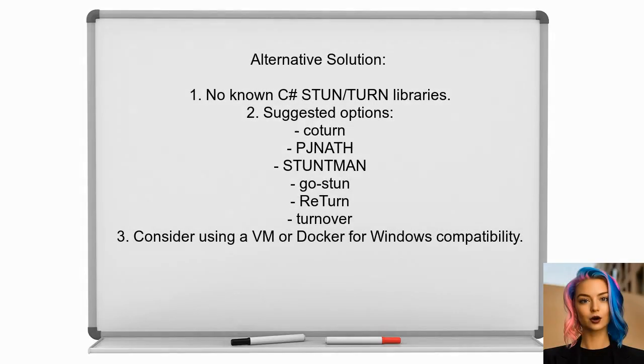One user mentions that they are unsure if there are any stun or turn servers implemented in C#. They suggest several existing options, including CoTurn, PJNath, Stuntman, GoStun, Return, and Turnover. They also note that implementing a turn or stun server is a significant task and recommend using a virtual machine or Docker if you need a working solution on Windows.